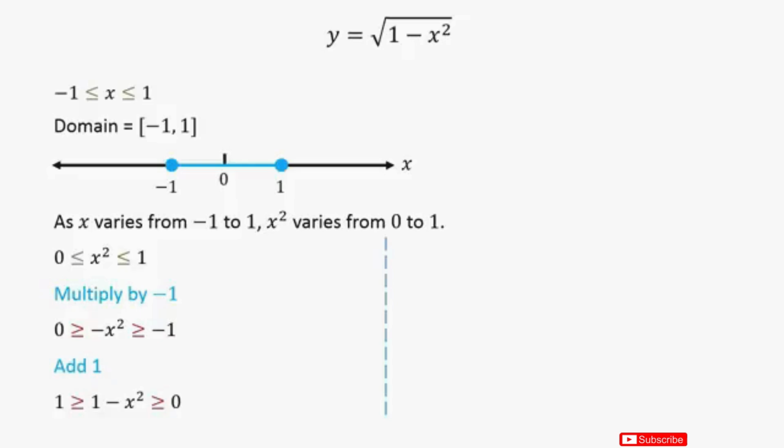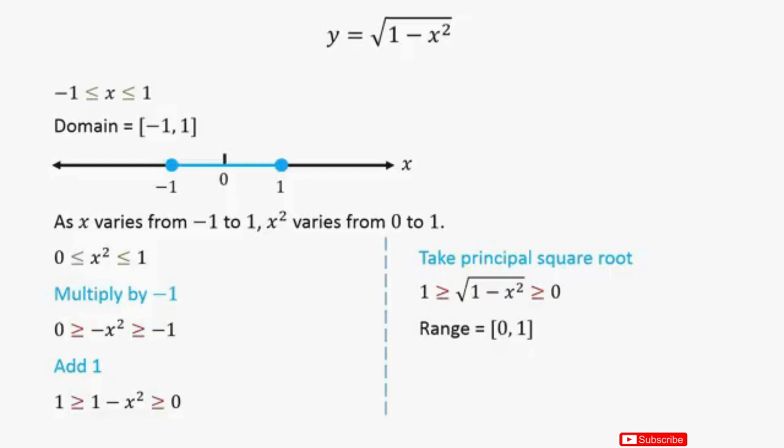1 minus x squared is non-negative on the domain of this function. So taking the principal square root, we get square root of 1 minus x squared is greater than or equal to 0 and less than or equal to 1. Therefore, the range of this function is the closed interval from 0 to 1.